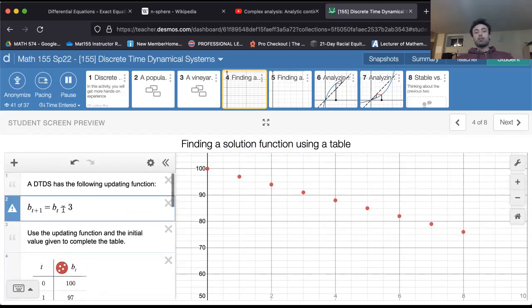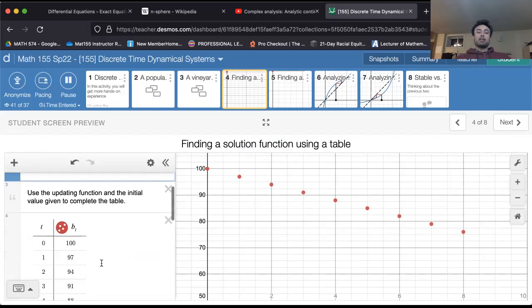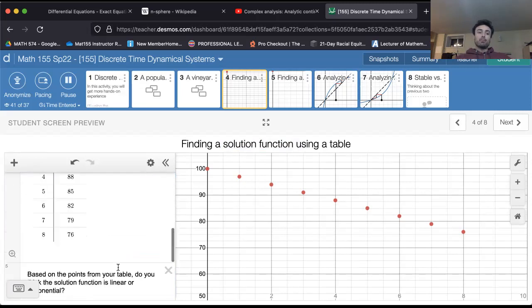What else? Well, my updating function, here it is. I already know it. I don't need to find it. And what is this function? It's a line. It has a slope of 1, it has a y-intercept of -3, and my input variable, okay, it's not x, but it's just an input variable. It's called b sub t. And my output variable, okay, it's not y, but it's b sub t plus 1. So this is my updating function. I don't need to find it. It's given to me. So anyway, this table I'm filling out is a table for my solution function.